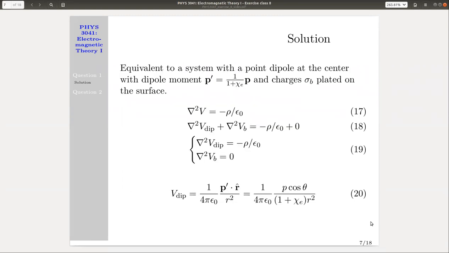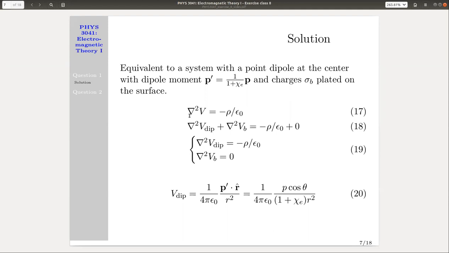So at this point, we can just forget about the dielectric, because we can also reframe the question into an equivalent system which has a point dipole at the center. But now the dipole moment is P prime, which is the net dipole moment that we just derived. And also there will be some surface charge created on the surface of that sphere.